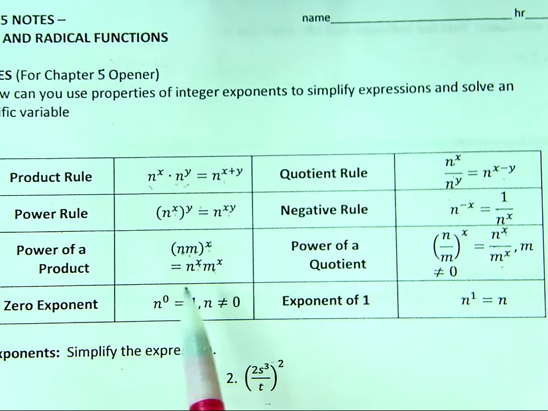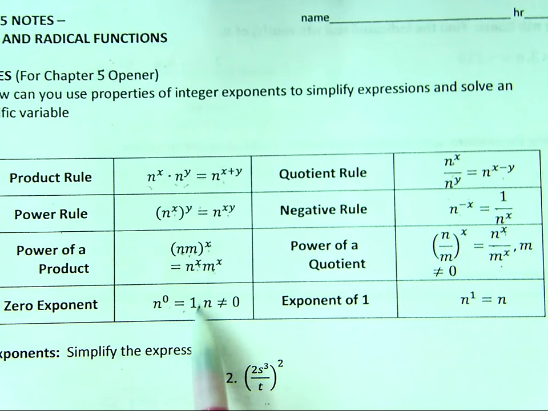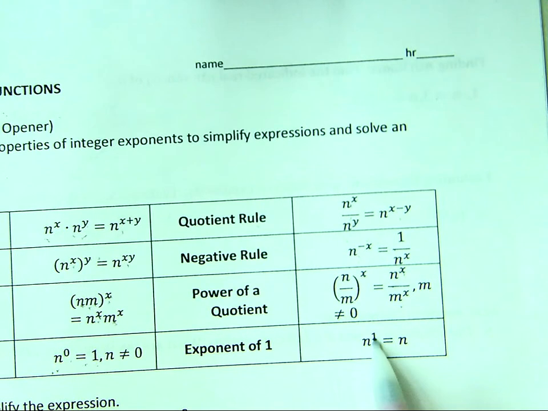If your exponent is 0, that's 1. Almost anything to the 0 power is 1. The only thing that's not is if the base is 0. 0 to the 0 is not 1. And of course, if your exponent is 1, it's as if there's no exponent at all. So like x to the first power is just x.